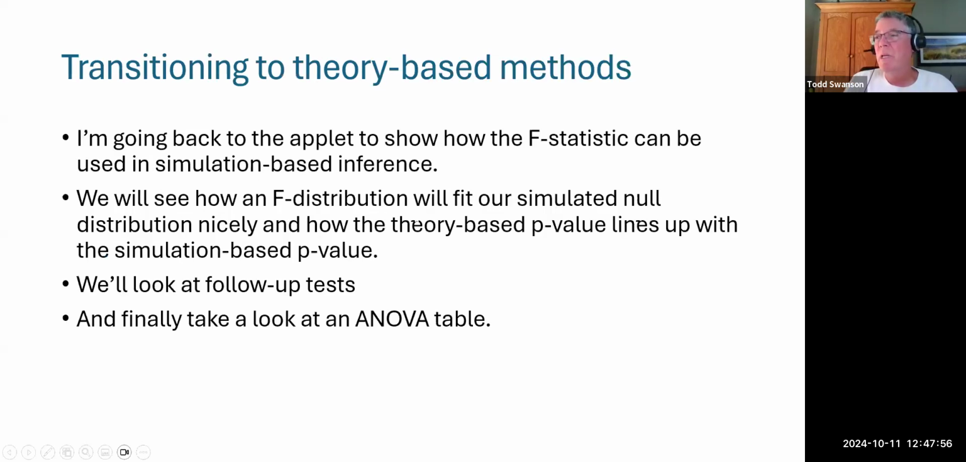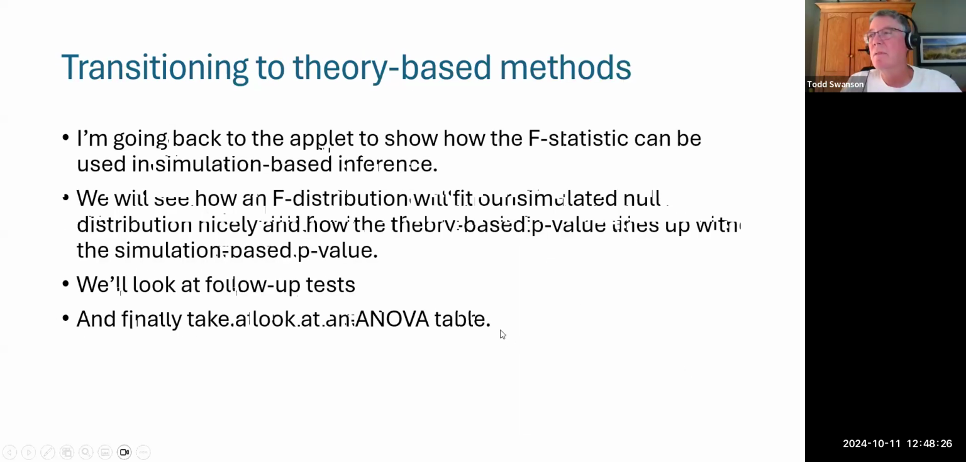All right, so now I'm going to go back to the applet. So these are my points to try to remember as I do this. We're going back to the applet. We're going to have the applet calculate the F statistic and see how we can do simulation with that. And then we're going to see how our simulated null distribution fits in with that theoretical null distribution and how those p-values line up or don't. We'll look at the follow-up tests, and then we'll take a look at the ANOVA table as well.